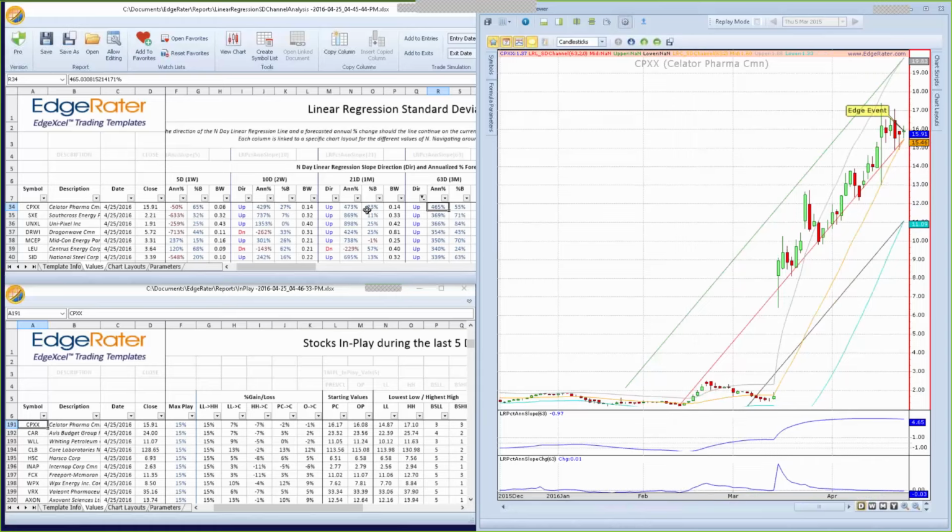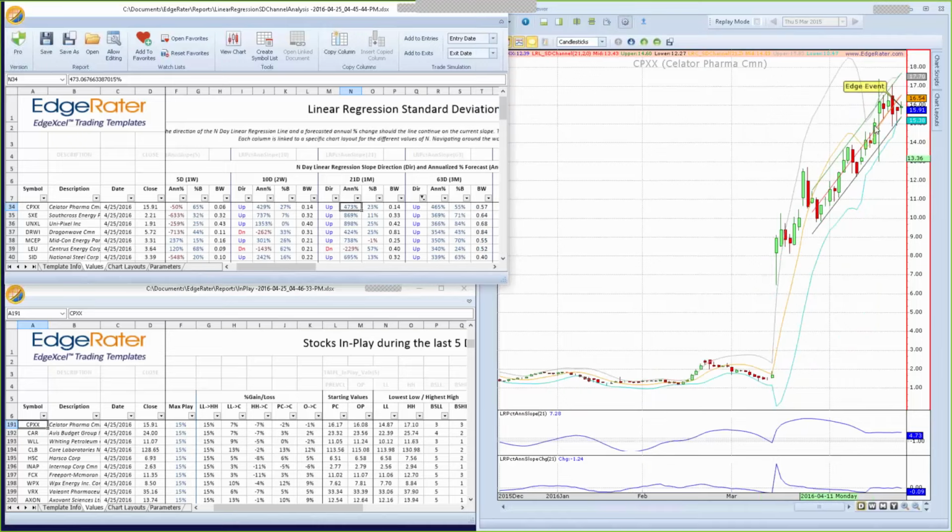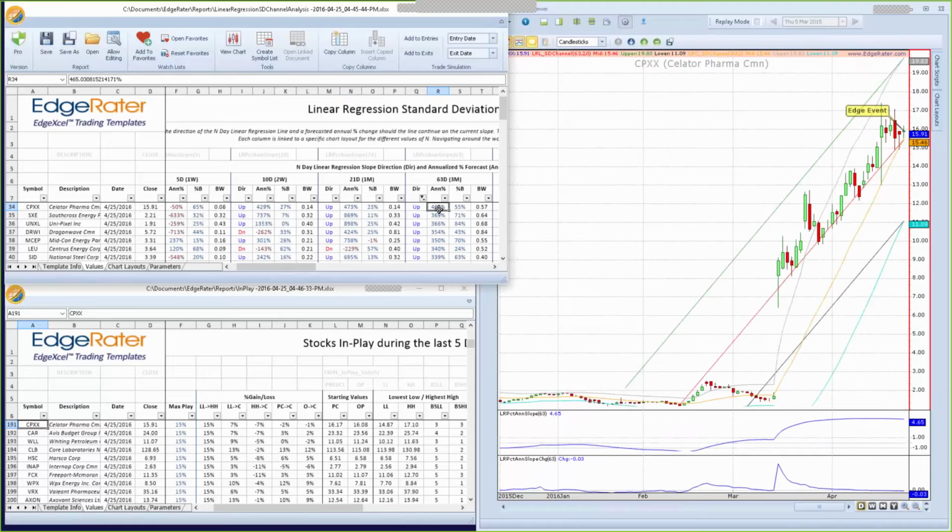So if we had clicked on the 1-month column over here, then you see the linear regression line is now changed to be a 1-month regression line. So the report is actually linked to particular chart layouts, which makes it kind of nice to quickly see what you want to see.